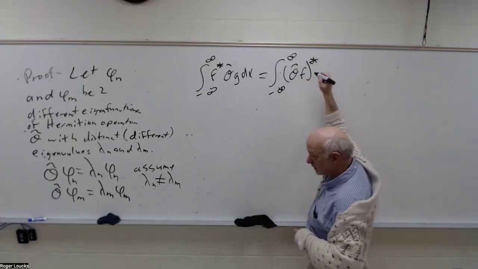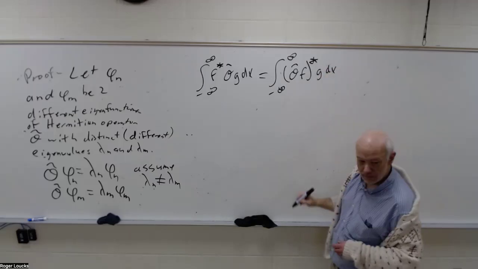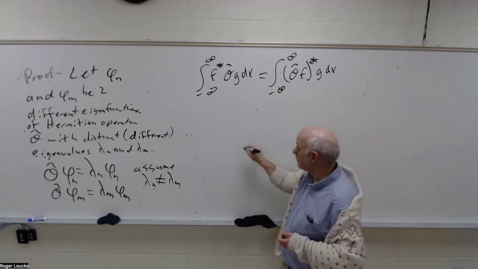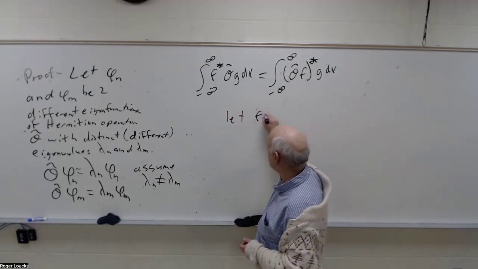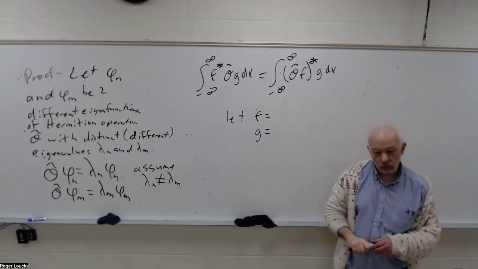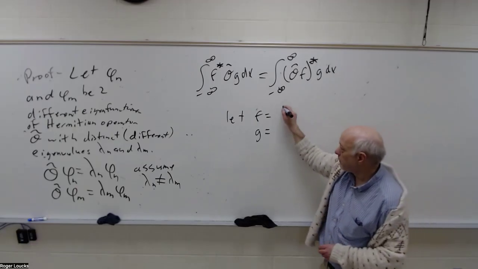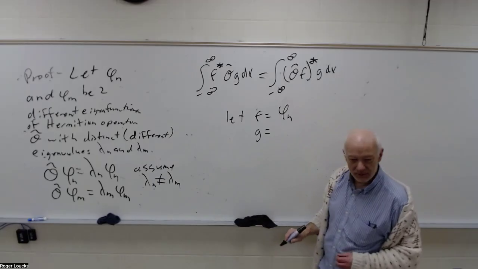Complex conjugate of that whole combination. Okay, we're going to let F equal something, and we're going to let G equal something. What do you think we're going to let F equal? What do you think we're going to let G equal? One will be phi n, the other one will be phi m.